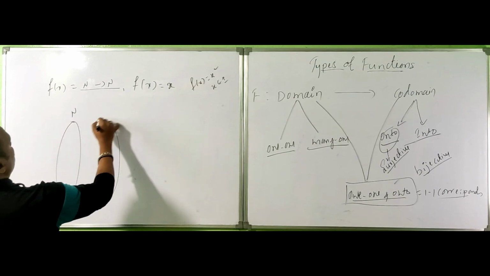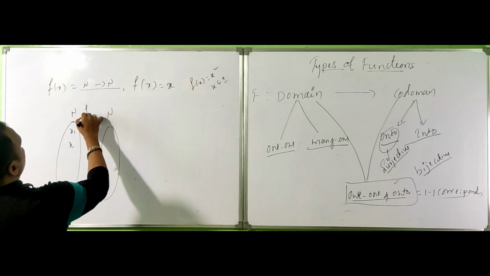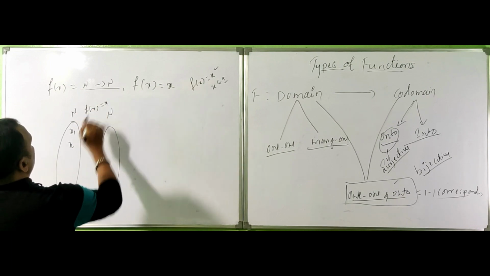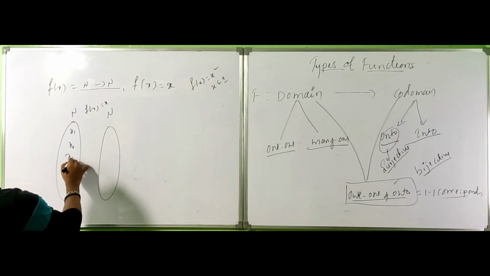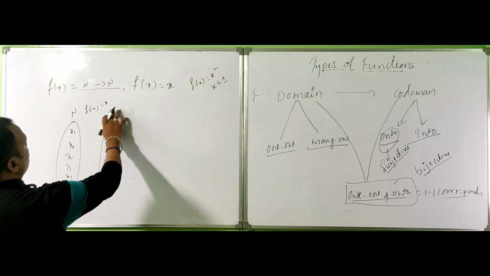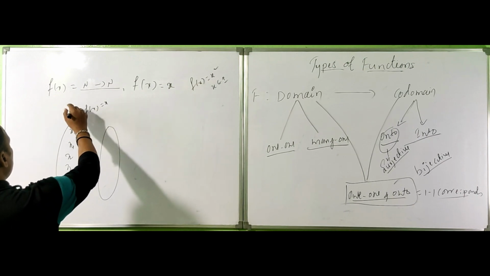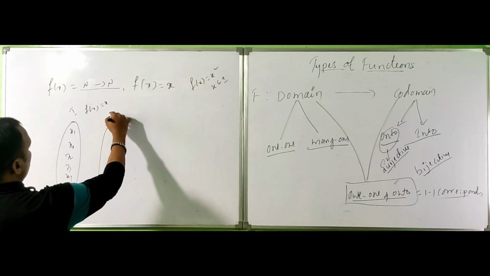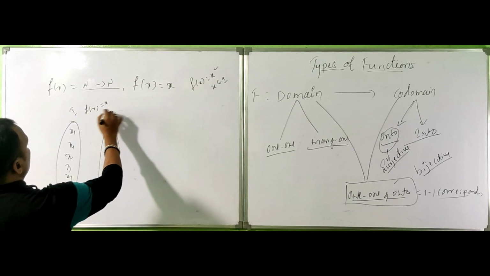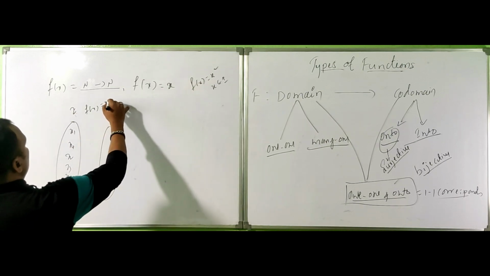Okay, now take N to N, with x1, x2, x3, x4 and f. If you want, you can also take integers, from integer to integer, that means Z to Z, with f(x) = x plus 1.